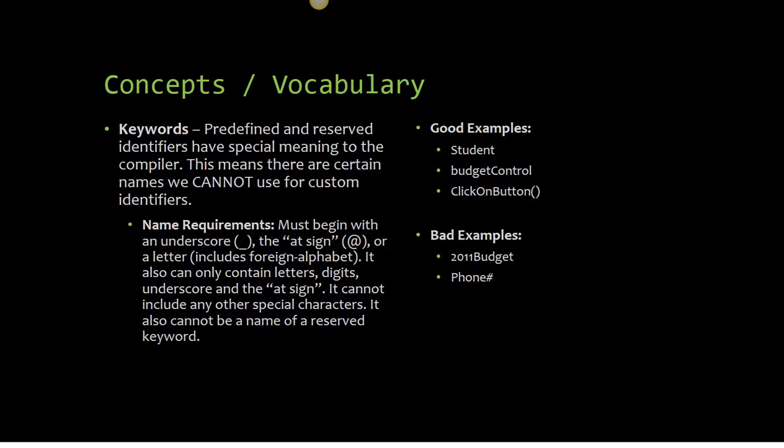A bad example would be the ones that would not work, such as the first example, 2011 budget. It starts with a number, and as we previously stated, it can only start with an underscore, letter, or an @ sign. The bottom example, although it starts with a letter, includes a hashtag, which is not one of the characters that can be used in an identifier name.